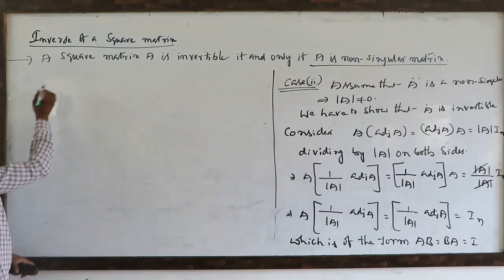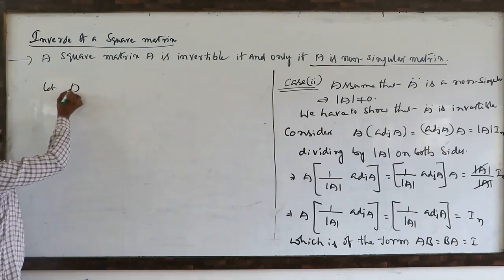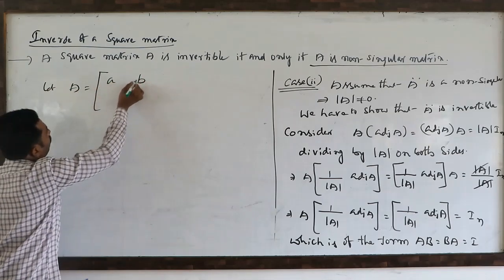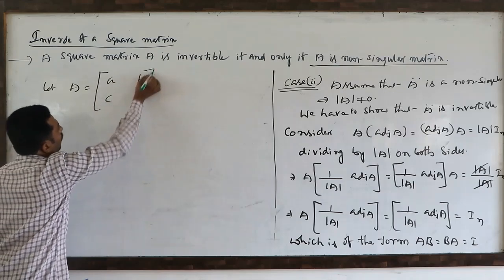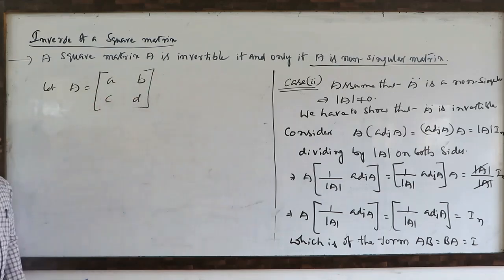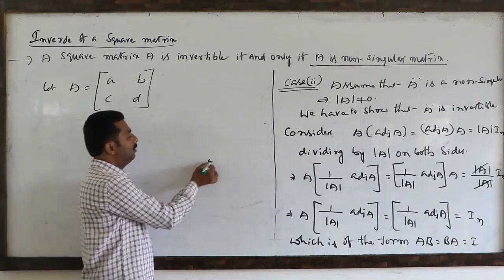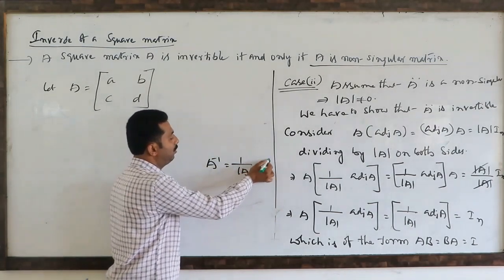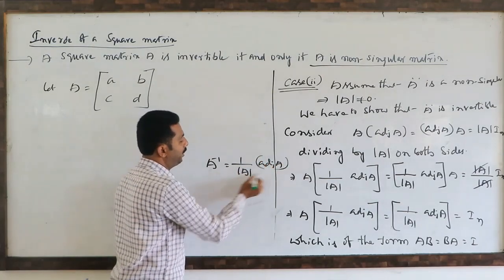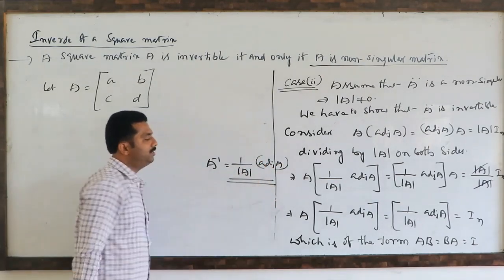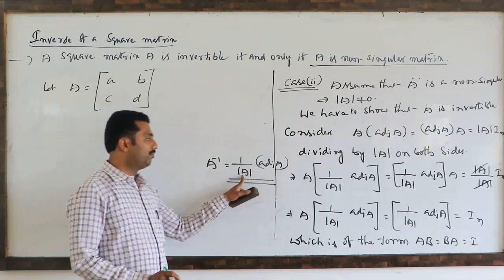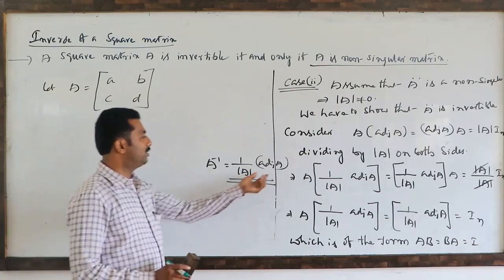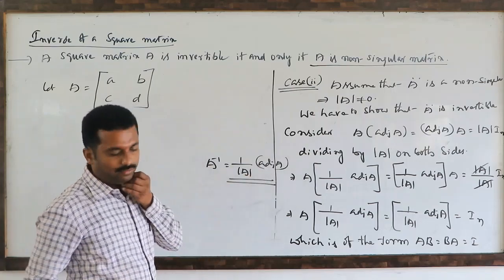First, I will take A equal to a 1 square matrix, that is [A, B; C, D]. What is the A inverse formula? A inverse equal to 1 by determinant of A into adjoint of A. So to calculate A inverse, first we have to calculate determinant of A, then adjoint of A. Adjoint of A means, already you know, cofactors of the matrix.